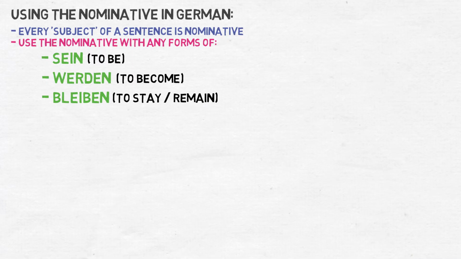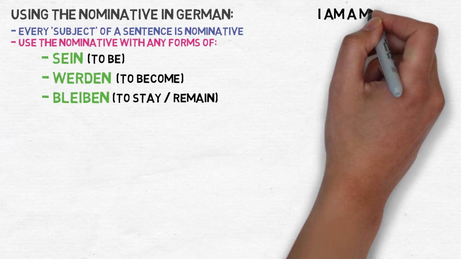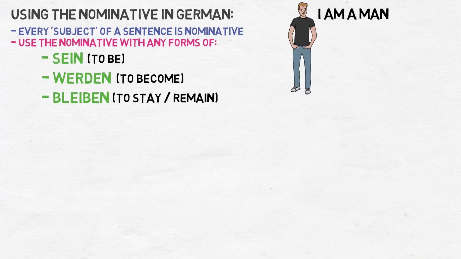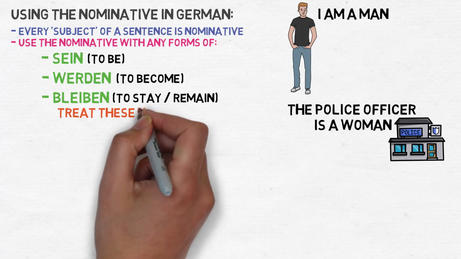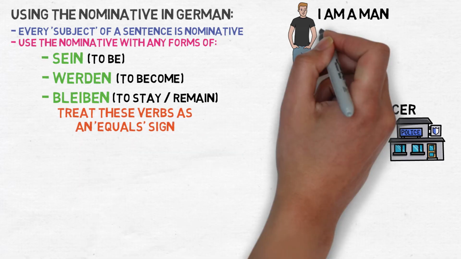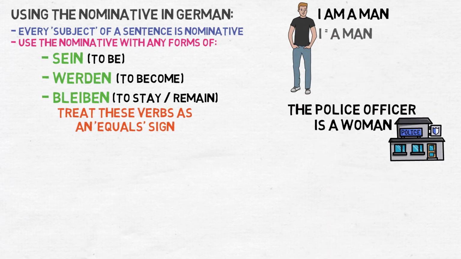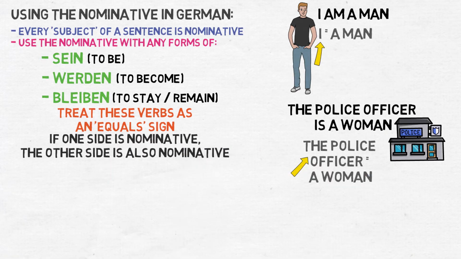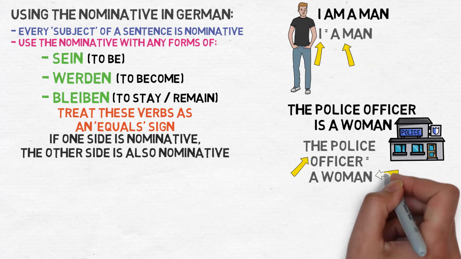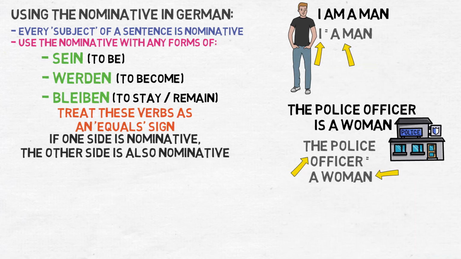Think about it this way. In English, I would say, I am a man, or the police officer is a woman. And we can treat the verbs am or is like an equals sign in maths. I equals a man, the police officer equals a woman. In maths, the rule is that things on either side of an equals sign are the same. So if I and the police officer are nominative, then so are a man and a woman in our sentences.